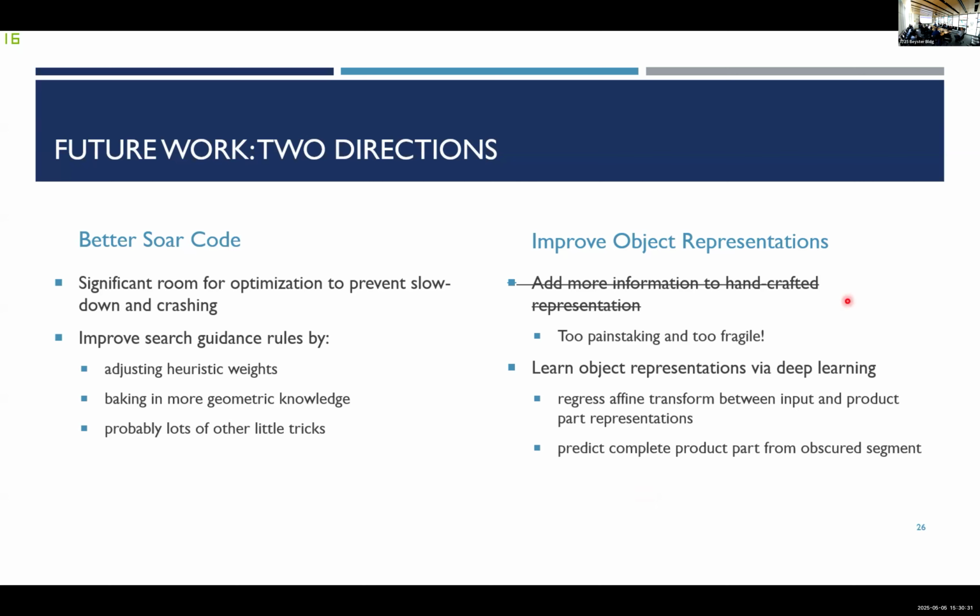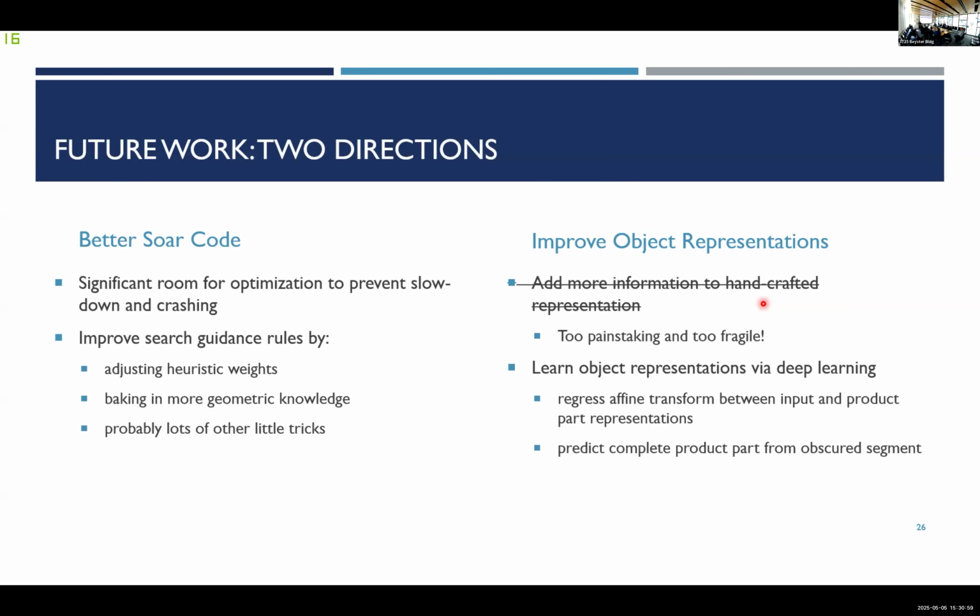But the more interesting one to me is to improve the object representations. Rather than adding more information to this handcrafted representation, which actually already has a lot more information than I talked about, that isn't useful because it turned out not to work as well as I hoped. It's also very fragile, right? Like these bounding boxes, they're finicky, and I just showed you they're not great. So what would be better is if we could learn object representations with deep learning that would let us solve this in a more robust way.